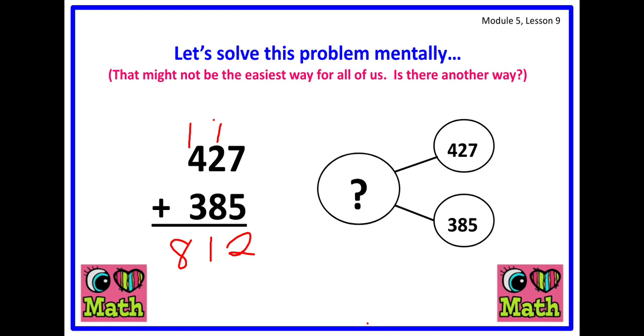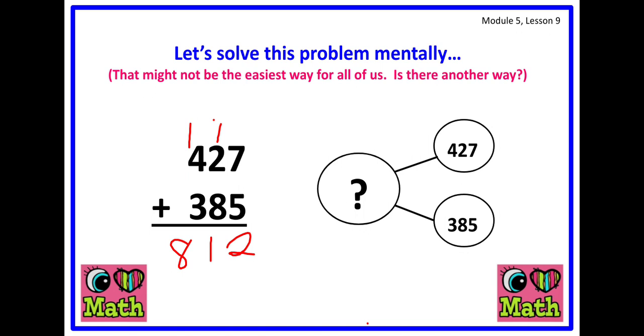For example, 7 ones plus 5 ones gives you 12 ones. So we have to put down the remaining 2 ones and take the 10 to the 10 side. So we take 1 to the 10 side. So 1 ten plus 2 tens plus 8 tens will give us 11 tens. And since we can't put that down, we put down 1 ten. The remaining part, which is 100, we take to the 100 side.